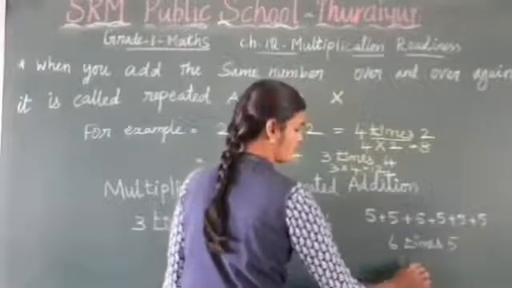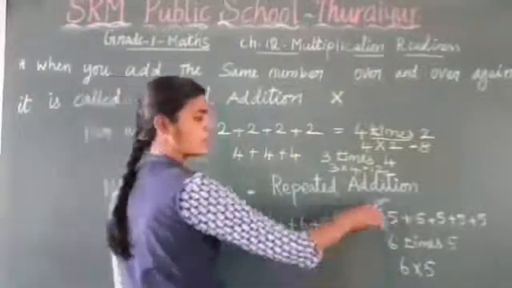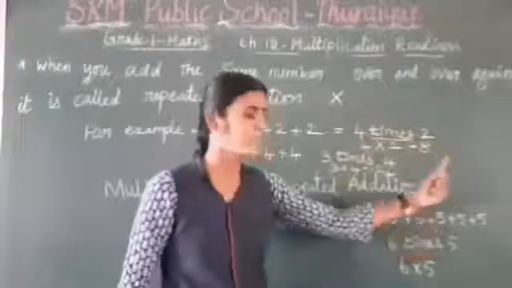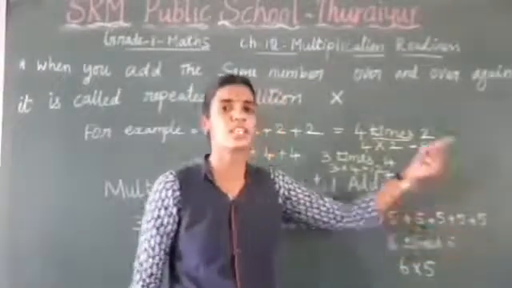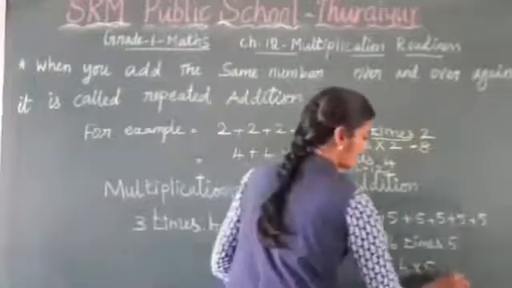And using the multiplication symbol, 6 times 5. What is the answer? 5 plus 5 is 10. 10 plus 5 is 15. 15 plus 5 is 20. 25, 30. 6 times 5 is what? 30. 6 fives are 30.